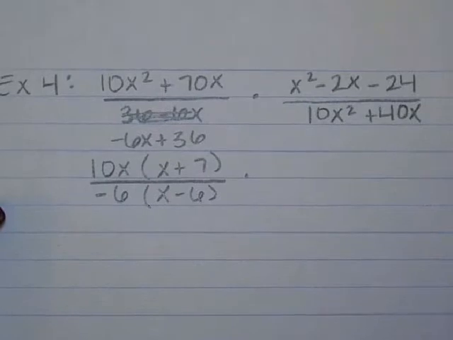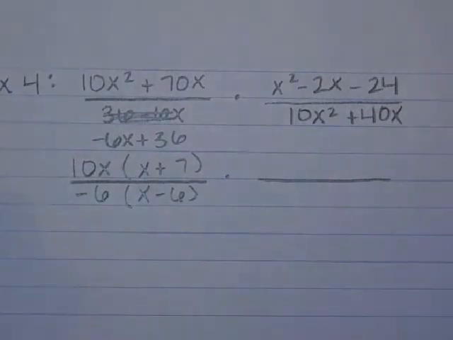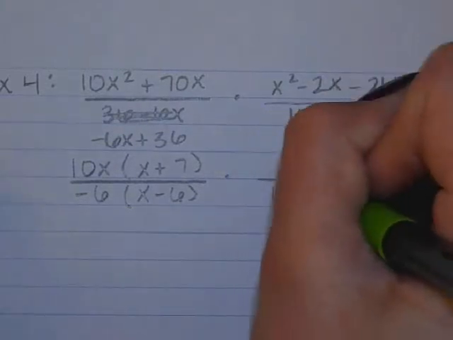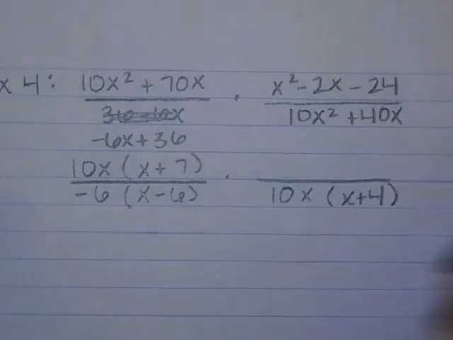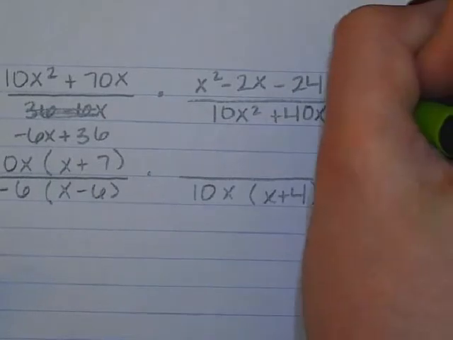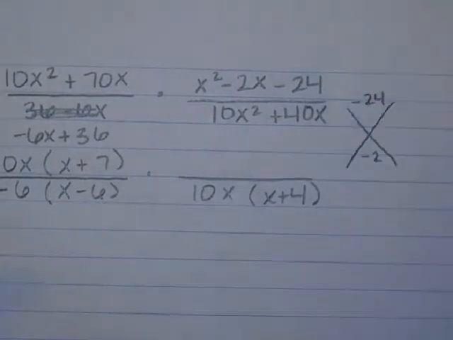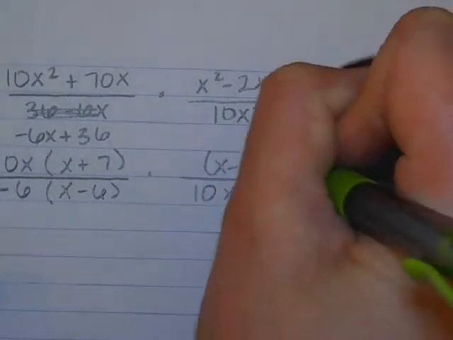Okay. I'm going to skip the top for now. What do we notice about the bottom? GCF of 10x. Okay, and what's left over? X plus 4. And then for the other one, we want to know what multiplies to negative 24 but adds to negative 2. 6 and 4, what are the signs? Negative 6. Okay, so x minus 6, x plus 4.